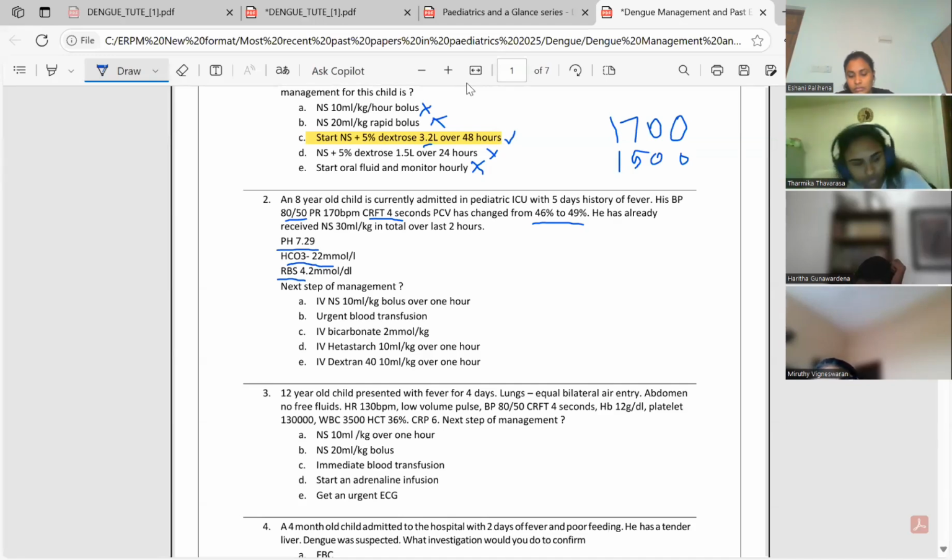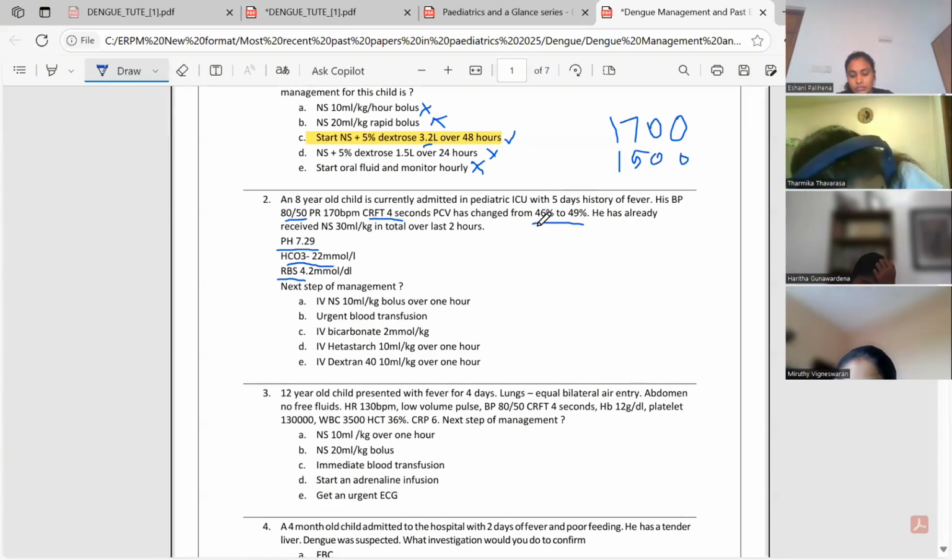Before going to the next step of management, right, think about what this child is having. What is this child having? Right? Is he in shock? Yes or no? Yes. See, the blood pressure is very low. Even the systolic blood pressure is very low. Capillary refilling time is 4 seconds, meaning the peripheries should be ice cold. Right? So he is in shock.